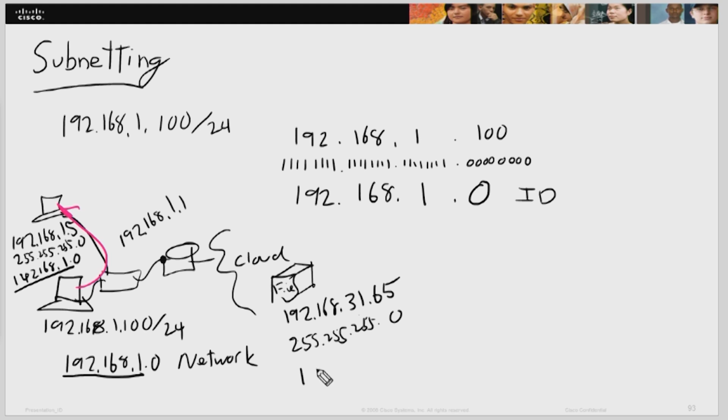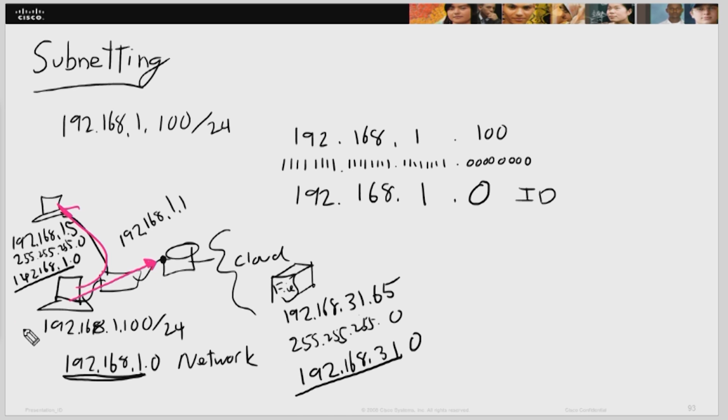And what pops out? 192.168.31, and zeros out here. So now my PC goes, I'm on the 192.168.1 network. I'm trying to talk to 192.168.31. Hey, that's not the same network. So what does my PC do? Hey router, give me your MAC. And it puts the router's MAC address.